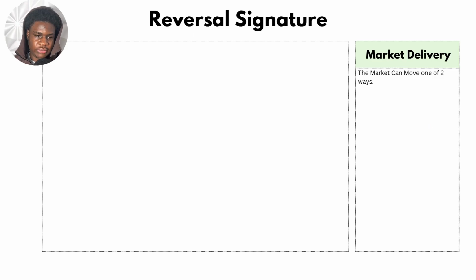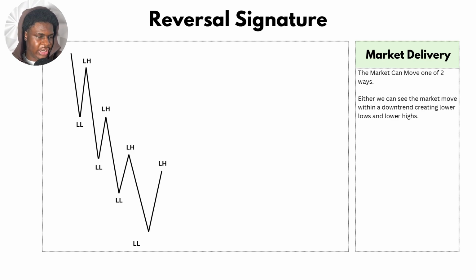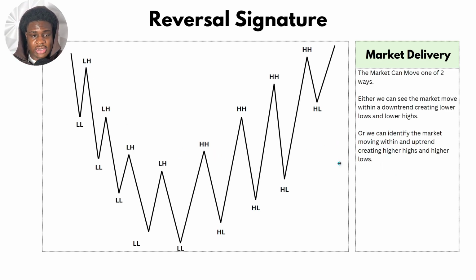First, we'll talk about the reversal signature, and it's very important to understand how a market moves, and it moves in one of two ways. Either we're in a downtrend, where we can clearly see price creating lower lows and lower highs, with the market continuing to go lower. Or we may be in an uptrend, where we can see price creating higher highs and higher lows within the markets.